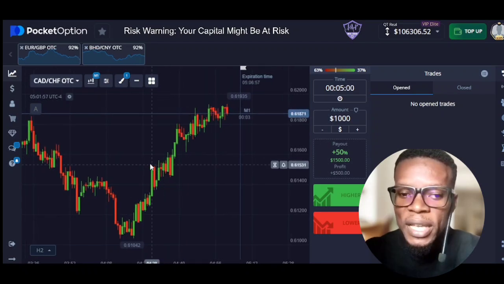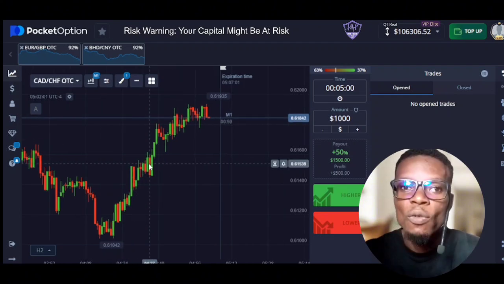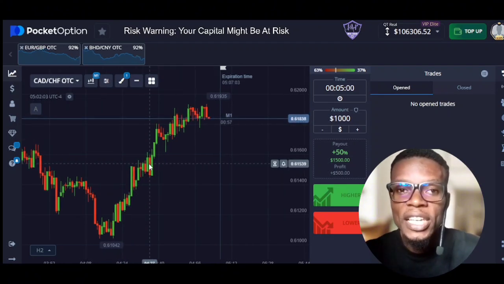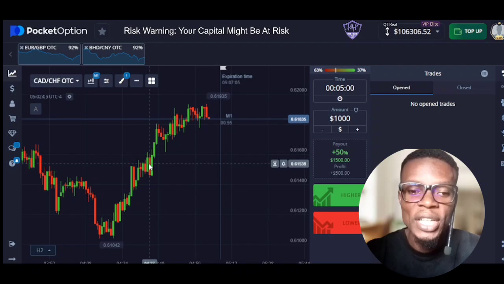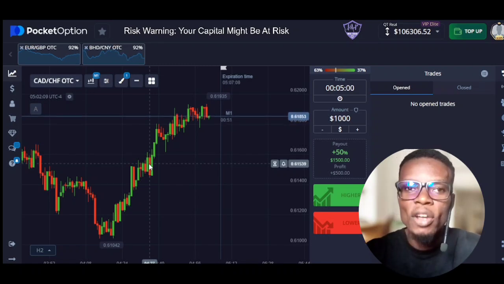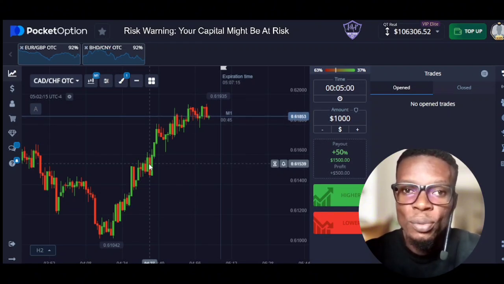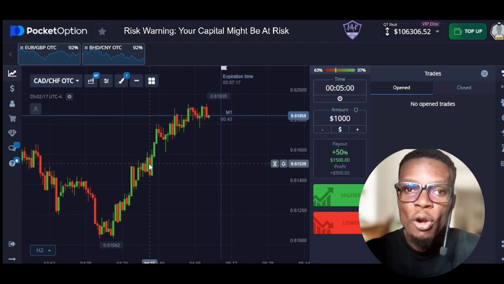So that being said, the next thing we want to do is to try to identify the trend, and then identify our key levels to see how we can potentially enter a trade in this type of market condition. And we are going to be doing this through the help of price action. We are not using any indicator. We are using pure price action.